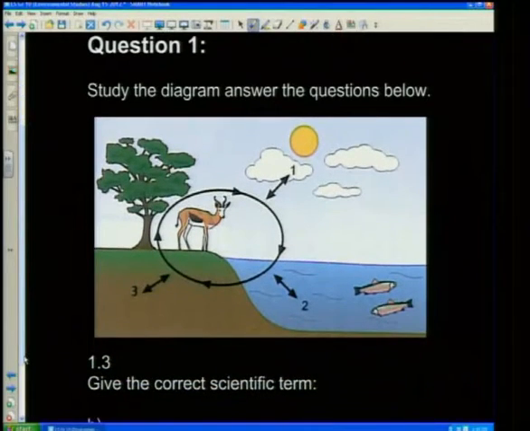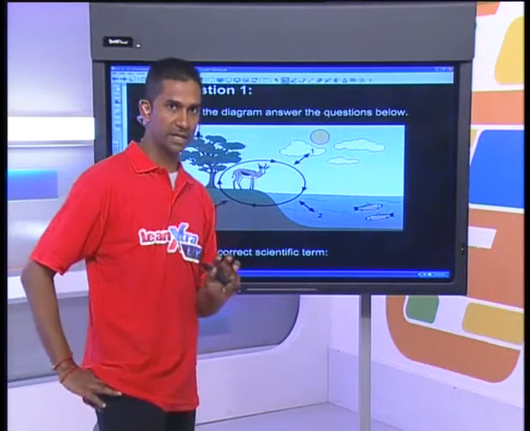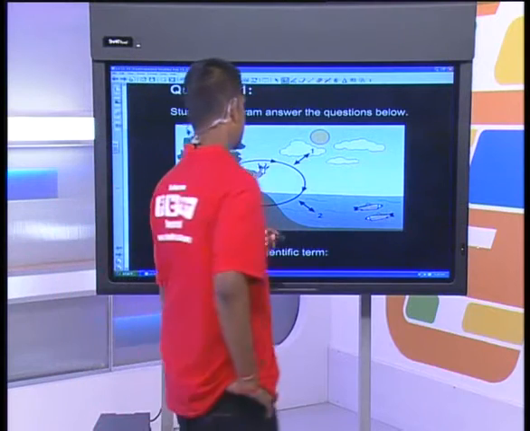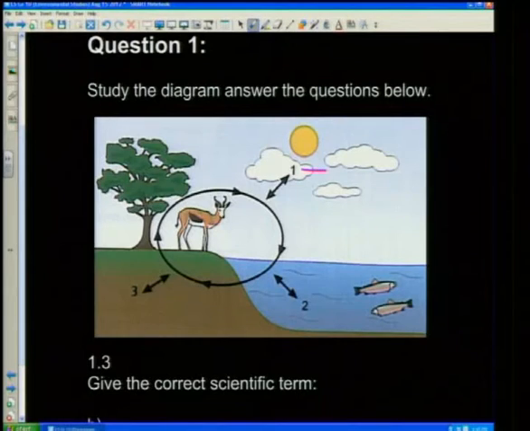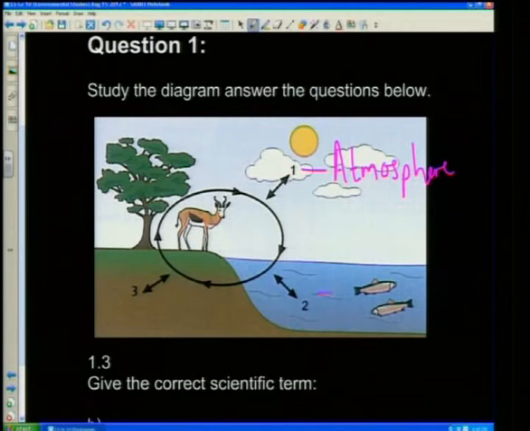Study the diagram and answer the questions below. Here we've got a diagram showing a springbuck and different components. Whenever you see a diagram, the first thing you should do is try and identify and label the diagram before we attempt to answer the questions. Okay, so obviously label number 1 would point to the atmosphere. Label number 2 points to the hydrosphere, and label number 3 points to the lithosphere.